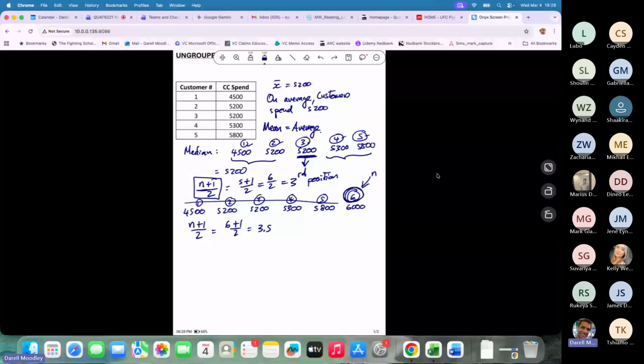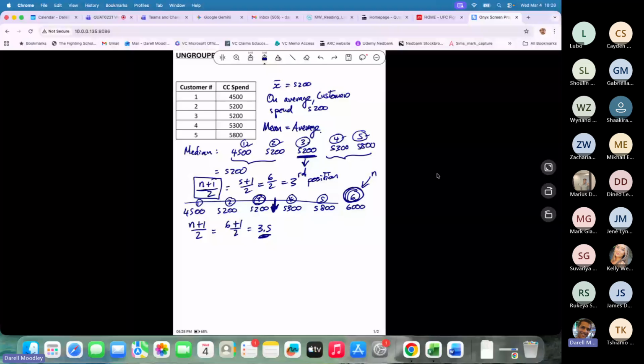Now we got a decimal here. Now, how do we use that decimal? Because if it was a perfect 3, we would have taken the third customer, but it's not. It's 3.5. So what that means is it's halfway between the third and the fourth customer. So that means the median lies halfway between the third and the fourth customer.